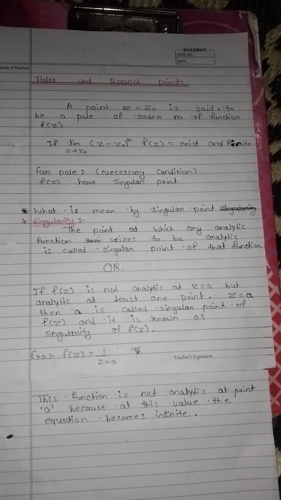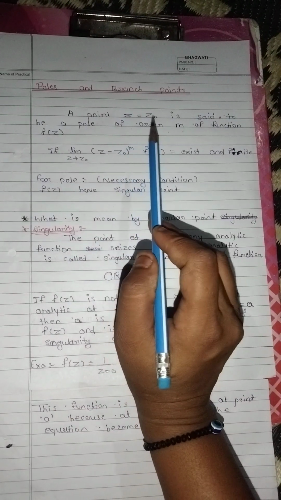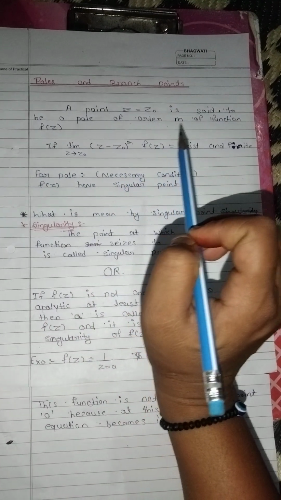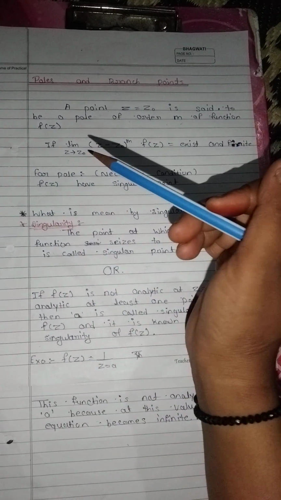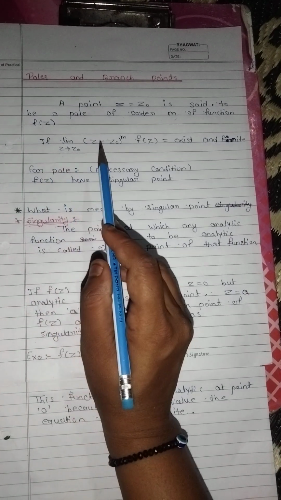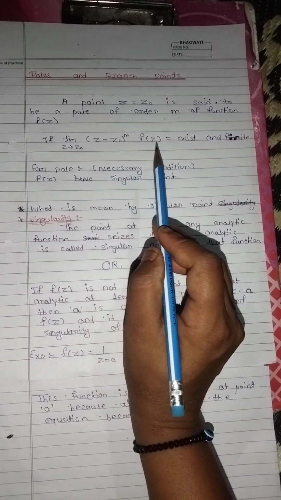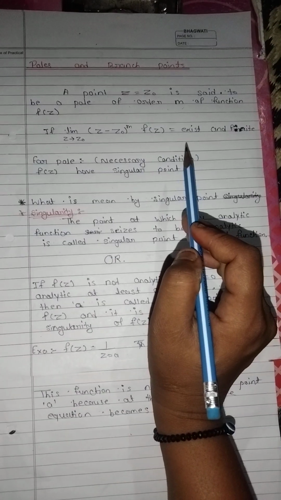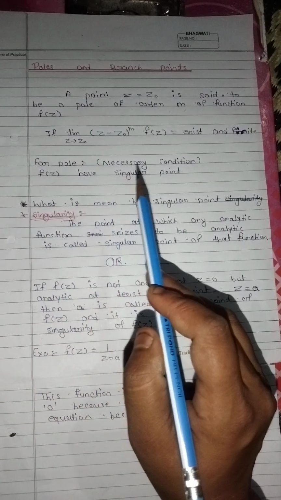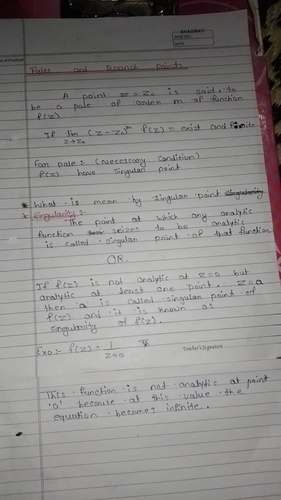I will explain pole and branch point. A point z equal to z0 is said to be a pole of order m of function f of z if the limit as z tends to z0 of (z minus z0) raised to power m times f of z exists and is finite. For a pole, the necessary condition is that f of z has a singular point.